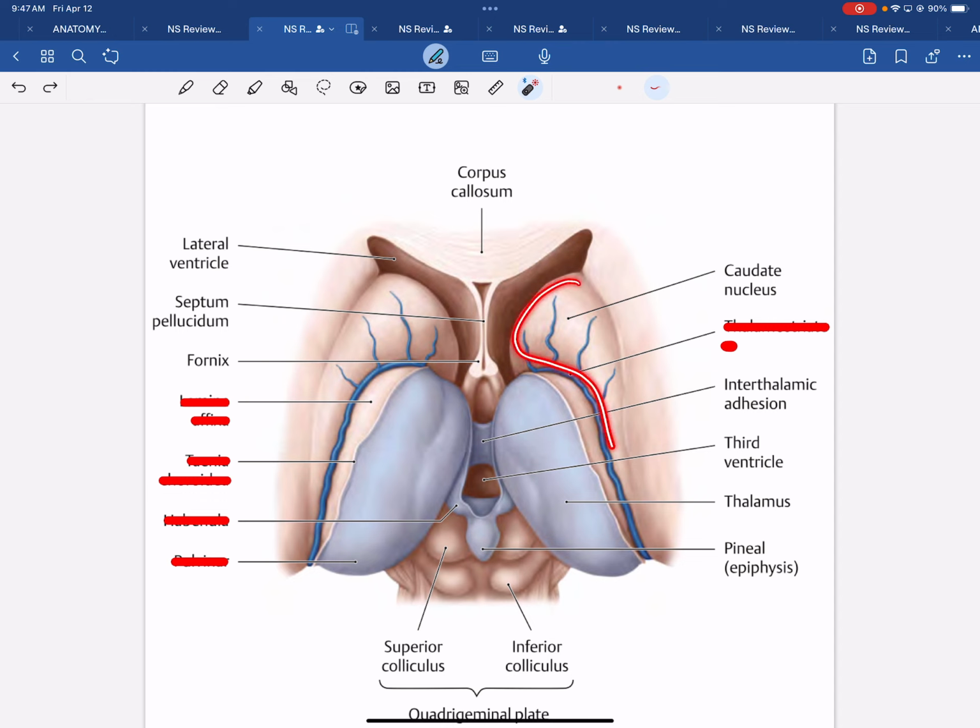Okay, function for caudate. That would be the unconscious movement of voluntary muscle. Okay, good. Yeah, subconscious control of skeletal muscle. That's a good blanket function for any cerebral basal nucleus. Yes. Function of interthalamic adhesion. Good. Connects the two thalami together.